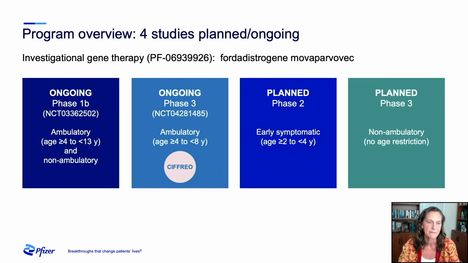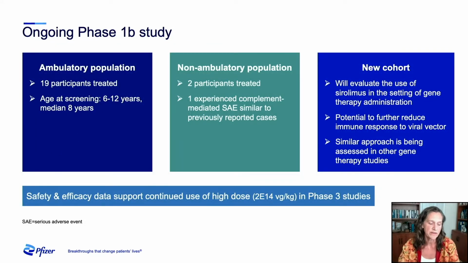Next slide. Starting with our ongoing phase 1b study, as you know, we started it in the ambulatory population, and we've now treated 19 participants. The age of the included participants so far has been between the ages of 6 and 12, with a median of 8 years old. We'll next update the community on data from this population once they've all completed 1 year since dosing.